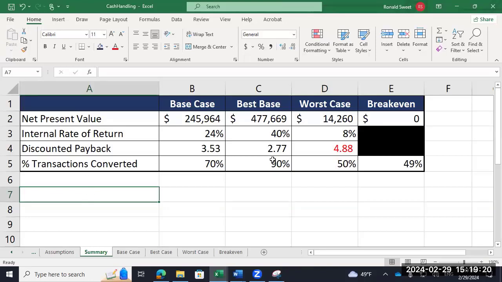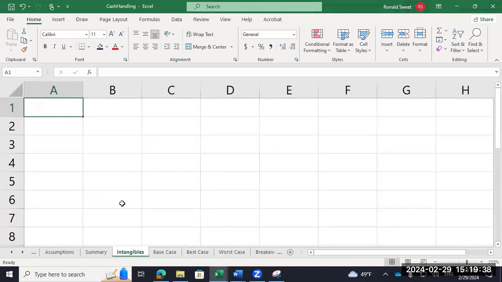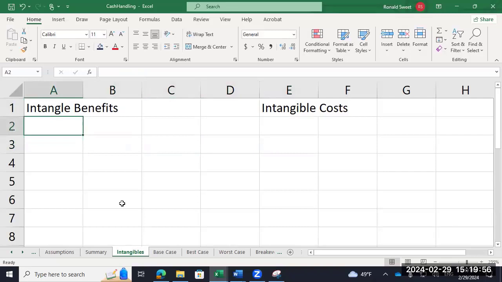The only other part of your case, once you do this, since you have the case, the only thing left are the intangibles. So you'll have a page of intangibles. By intangible, we're not talking about intangible assets like amortization and those kinds of things. We're talking about those things we haven't put dollars to: intangible benefits, intangible costs, and you'll just list those. This is where you probably want to do it in PowerPoint or Word and just paste it into the Excel so it works.